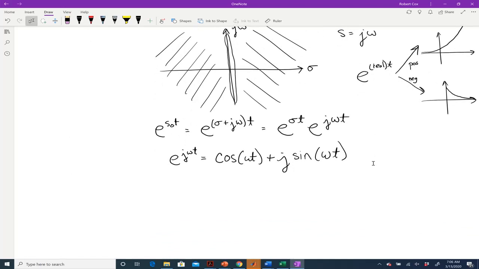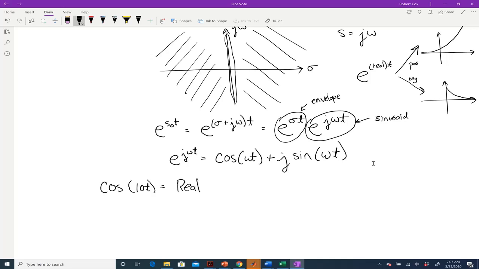So essentially what we say is that if I have e to the s naught t, this part here is really the envelope of the waveform, okay? This guy right here is some sort of a sinusoid. We use Euler's identity sometimes to represent cosines and sines. So for instance, let's say I have cosine 10t. I can say that's the real part of e to the j 10t, okay?